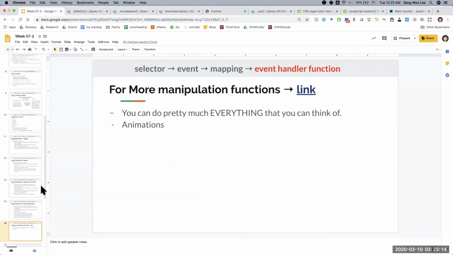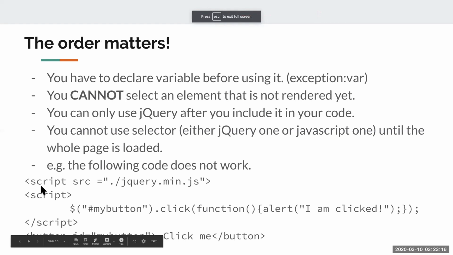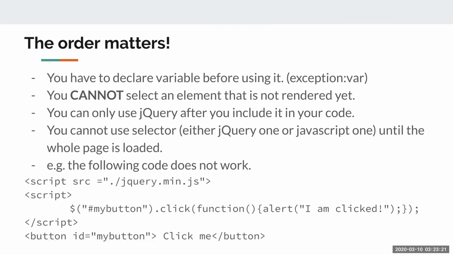What we are actually going to use is a function called document ready. Again, like we saw, the order matters. What do I mean by that? You have to declare variables before using them. You have to declare a function before you use it. You cannot select an element that is not rendered yet, so it has to come after the HTML. And jQuery needs to be included to be able to use jQuery.